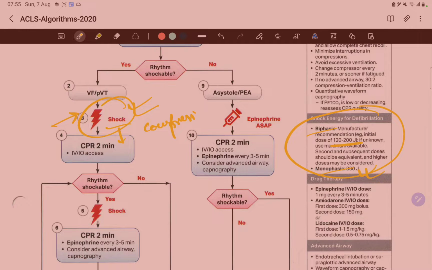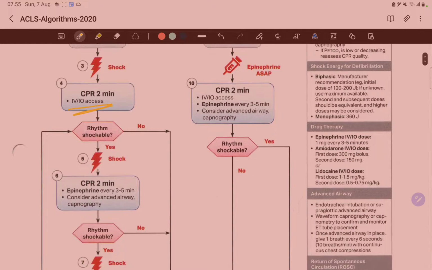Now if the shock is given, we resume the CPR as soon as possible, and this is the duty of the CPR coach and the leader, to see that the CPR is effective and starts as soon as possible. After doing the compressions, we get the IV access over here, and we get blood and send it for the ABGs.